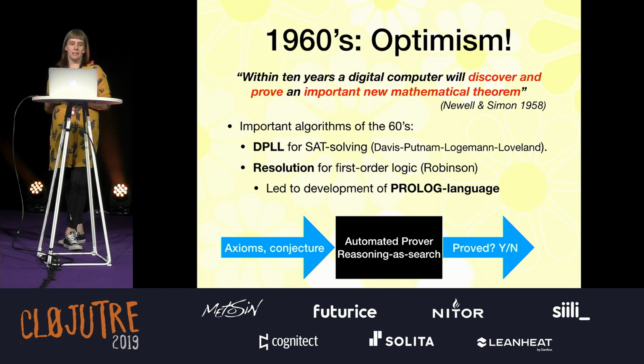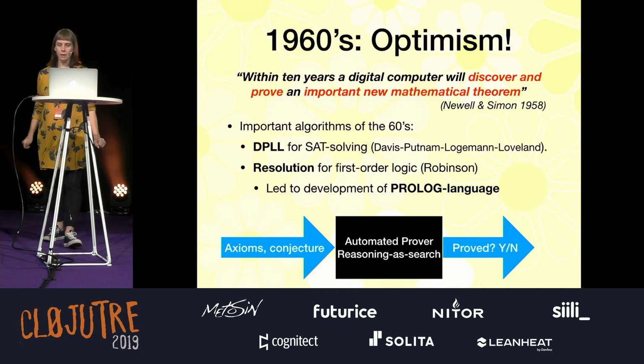basically, these provers still worked by this paradigm developed in the 50s, so reasoning as search. So you feed the theorem prover axioms and a conjecture, and it's kind of a black box, and it does its search, and then it spits out and says, yes, I proved it, or no, I didn't prove it.